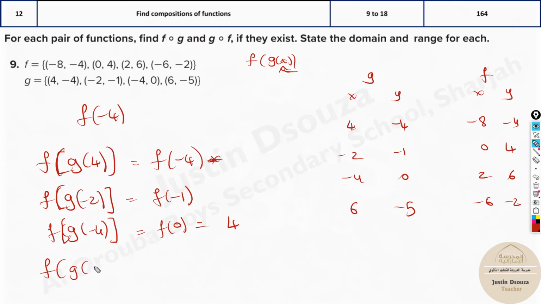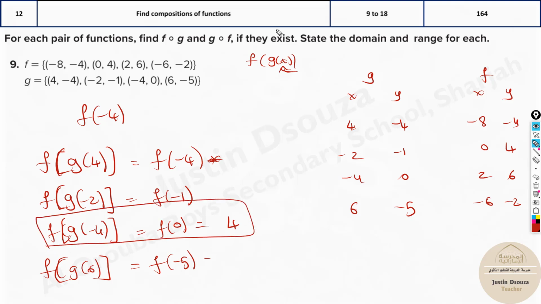Last one, f of g of 6. What is the answer? f of minus 5. Do we have minus 5 here? No, this is it. So there is only one value for this particular composition. f composed of g has only one answer.